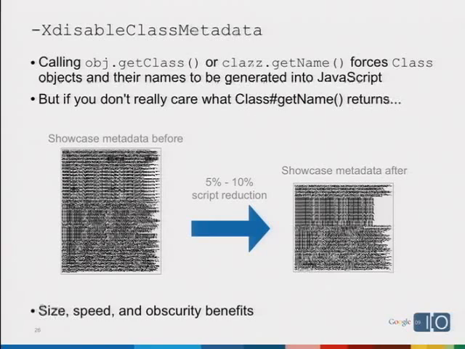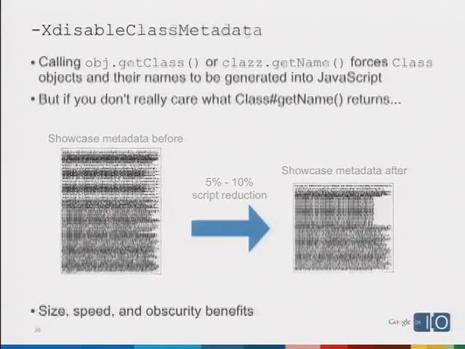But again, it's less code to download, less code to parse. It actually runs faster because you're not constructing as much when you're creating class literals. And it's a little bit more of an obscurity benefit. When people are looking at your source, they don't see all the type names and so on.